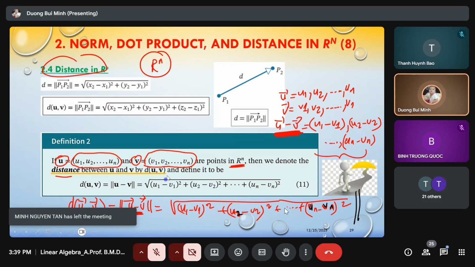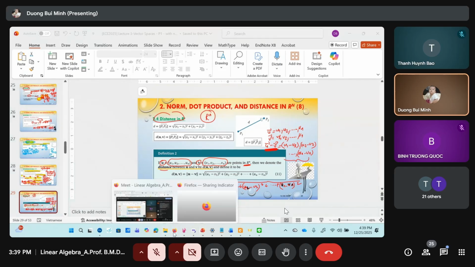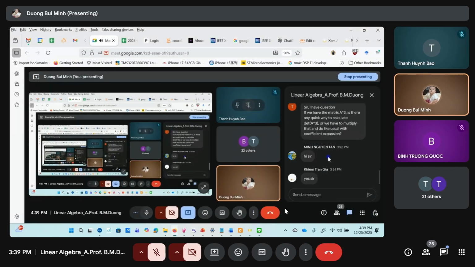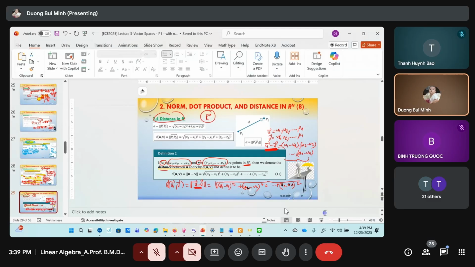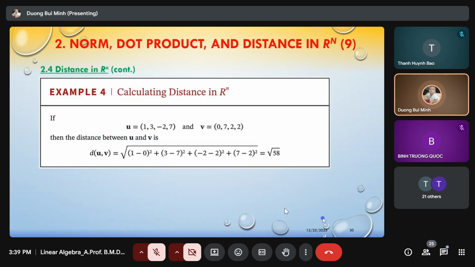Any questions so far? Okay, no questions, so we continue. So now we have examples. We have vector u and vector v belong to R4 because every vector has 4 dimensions. So we would like to calculate the distance between vector u and vector v.